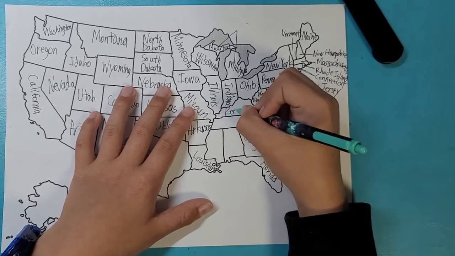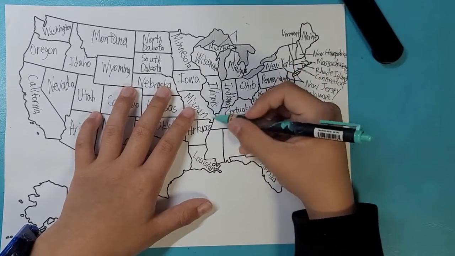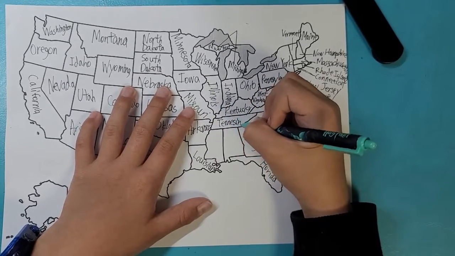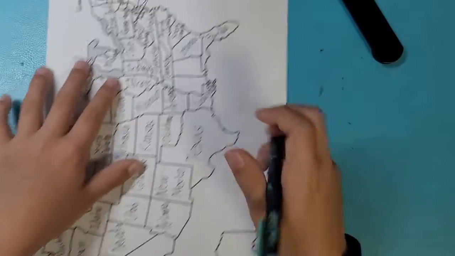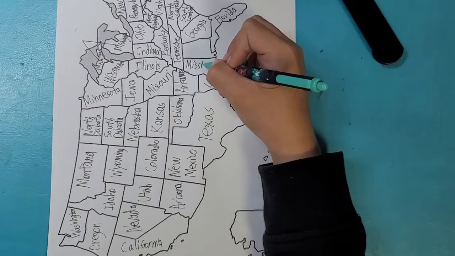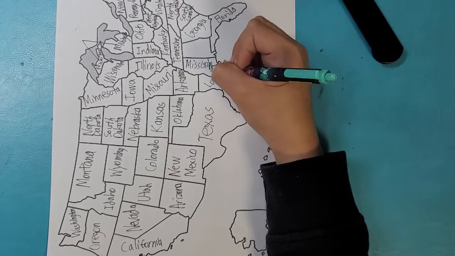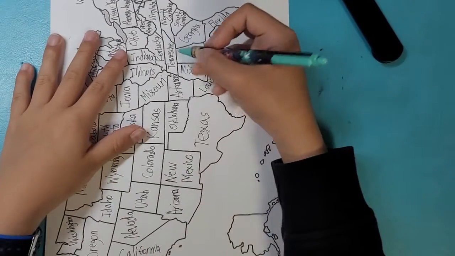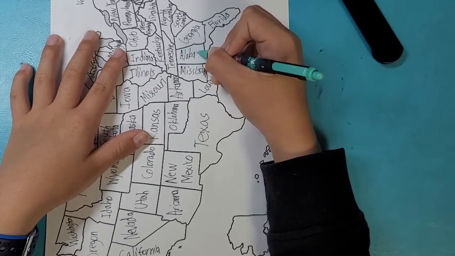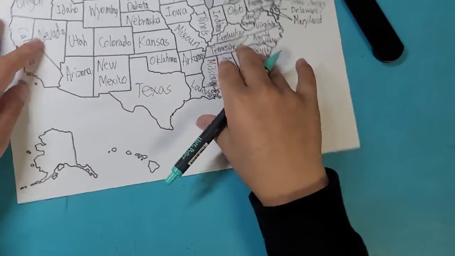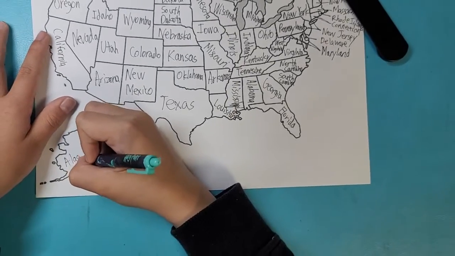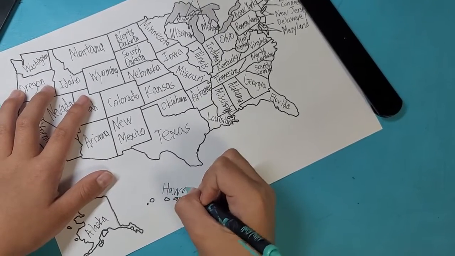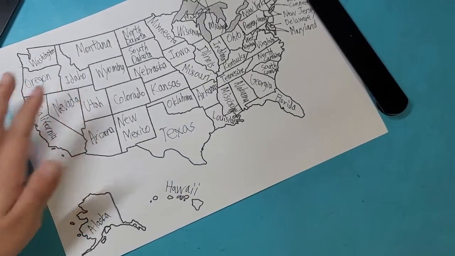This is Kentucky. Tennessee. Here is Mississippi. And this is Alabama. This part is Alaska. And finally, the last state to join the Union, Hawaii.